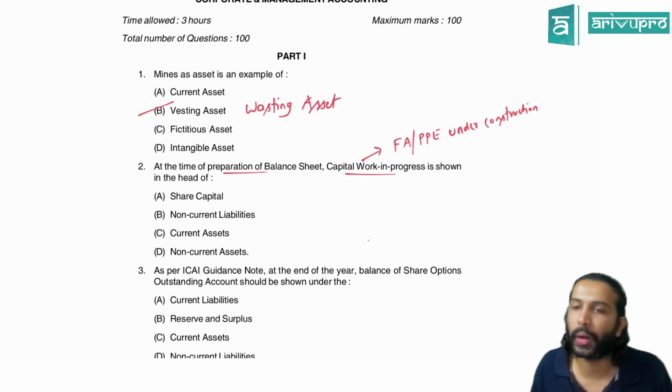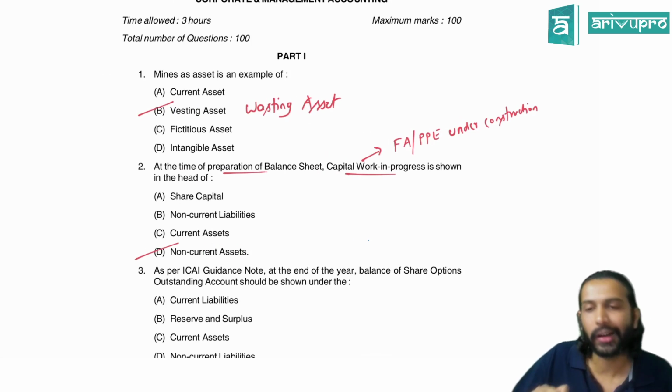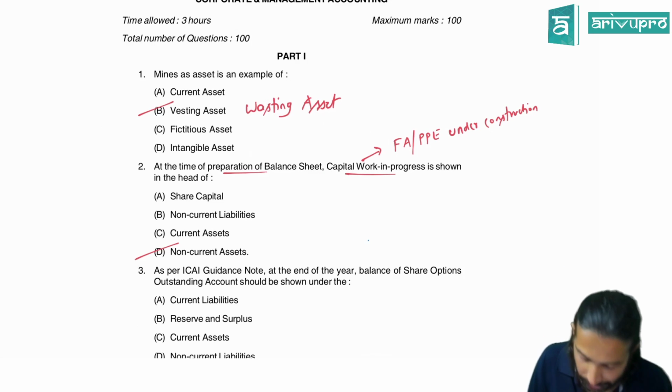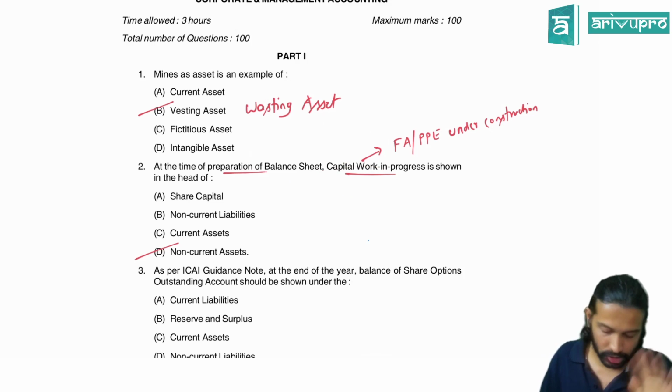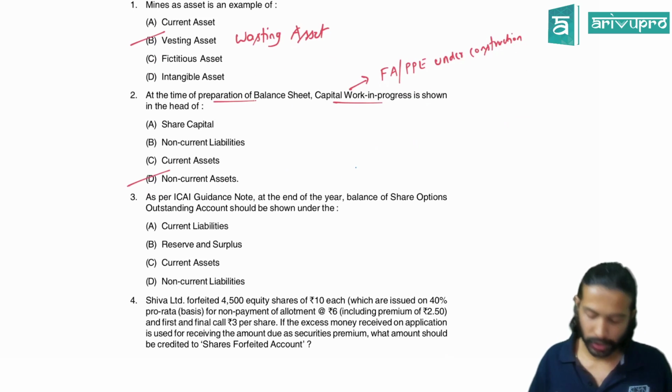Where do you show capital work in progress? It is shown under non-current assets itself. If you remember the balance sheet, under non-current assets, there is a separate category known as capital work in progress. So D as in Delhi should be the right option for that question.